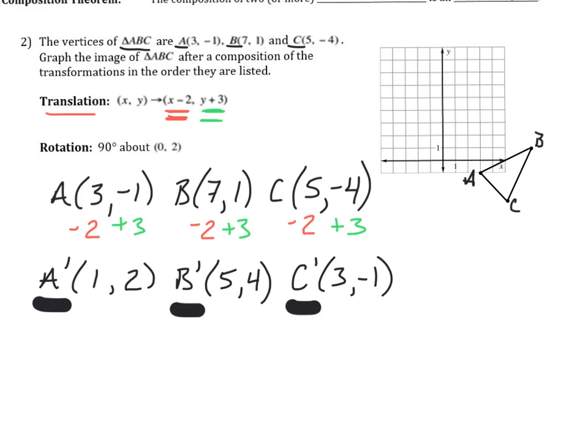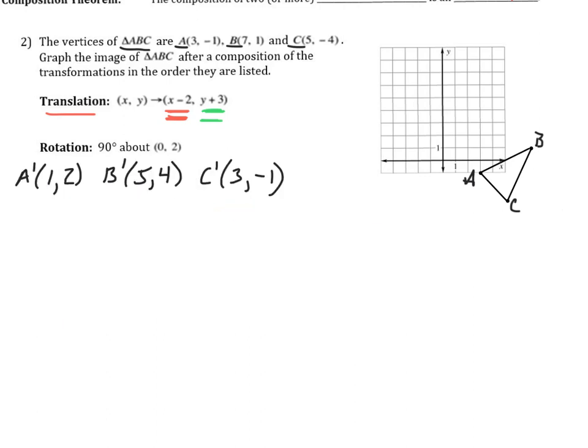Now I'm going to clean this up a little bit and make space for our next transformation. So the next thing I want to do with my points is now I want to rotate them. Now remember, I'm rotating my new points, A prime, B prime, and C prime. Right now I'm done with A, B, C.